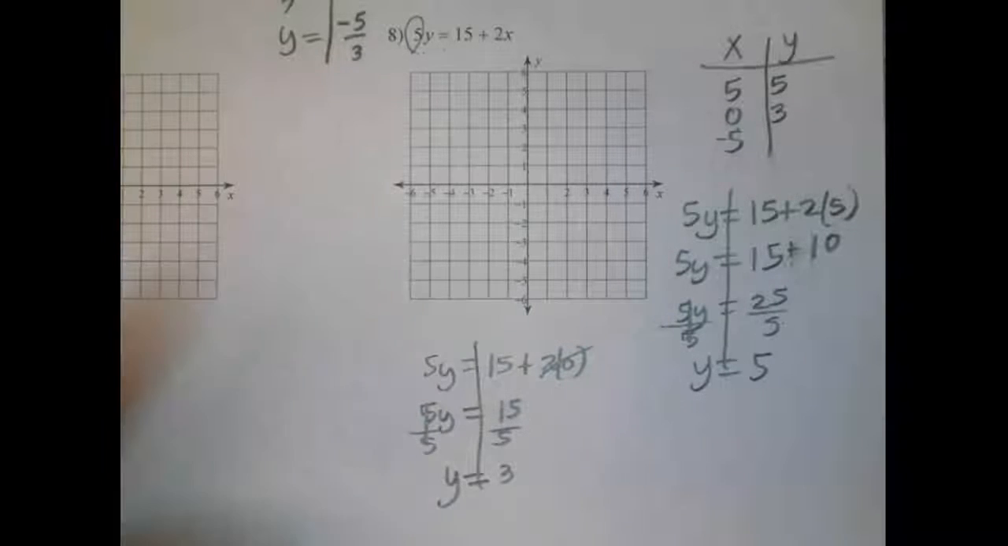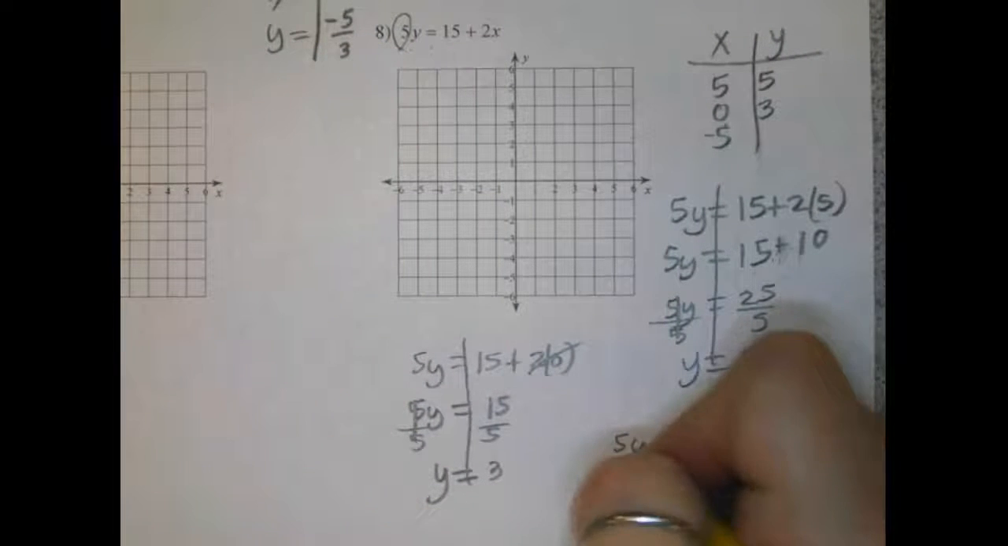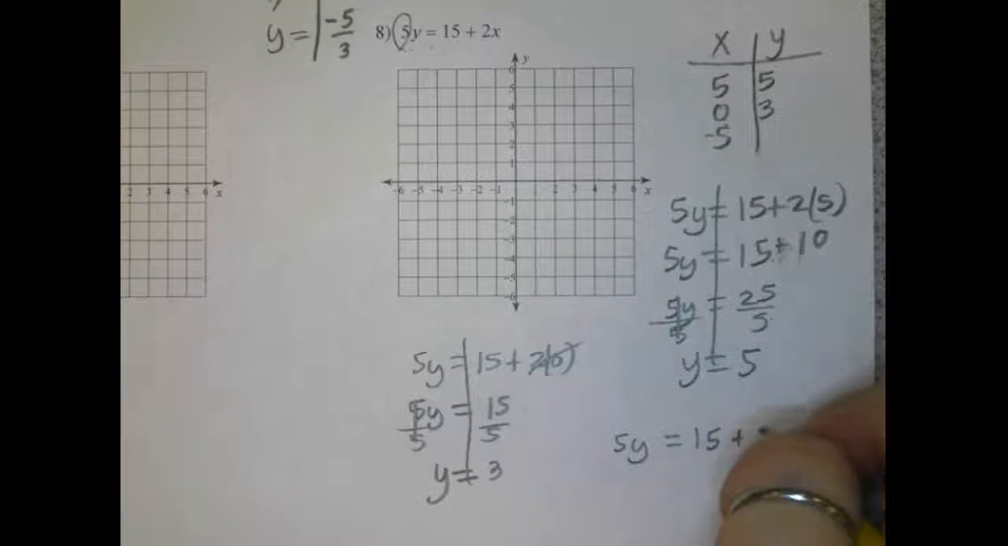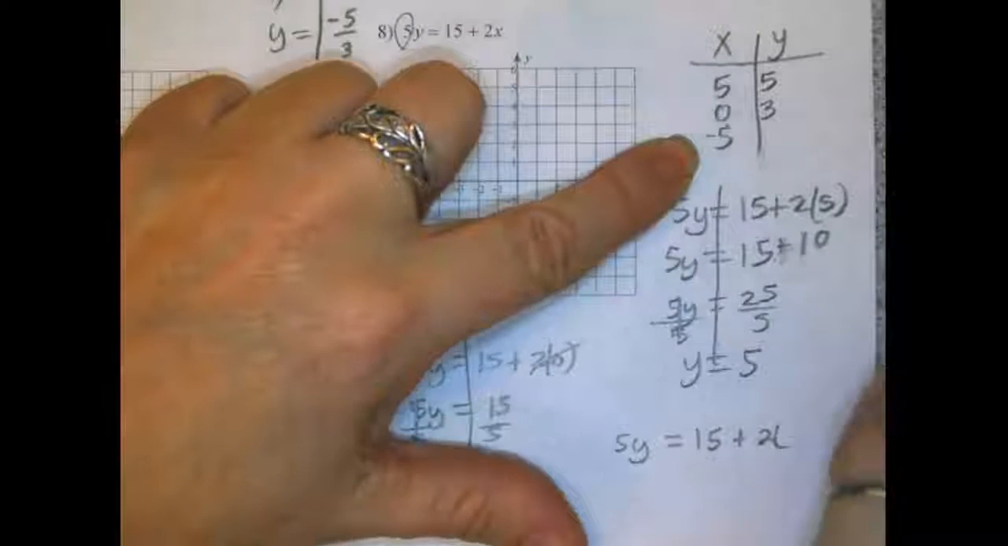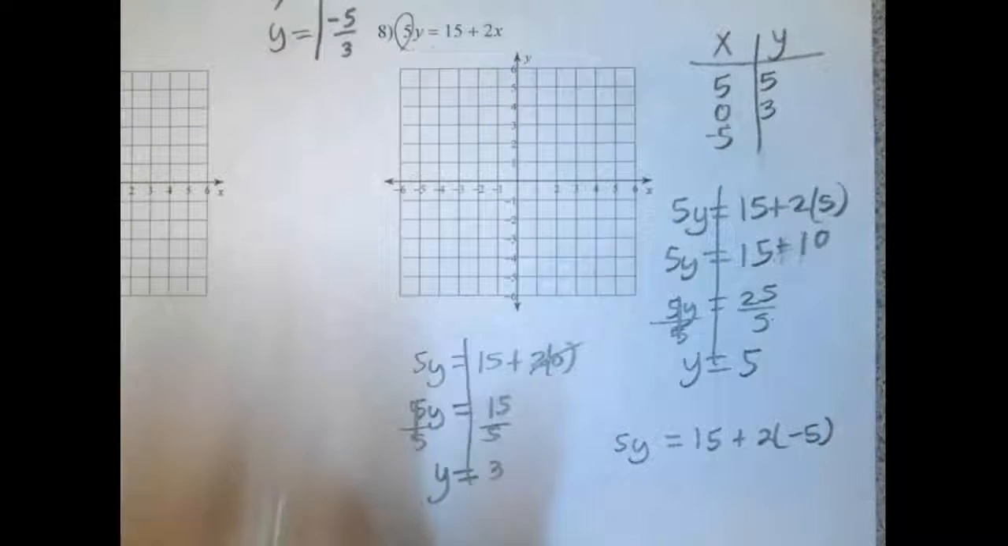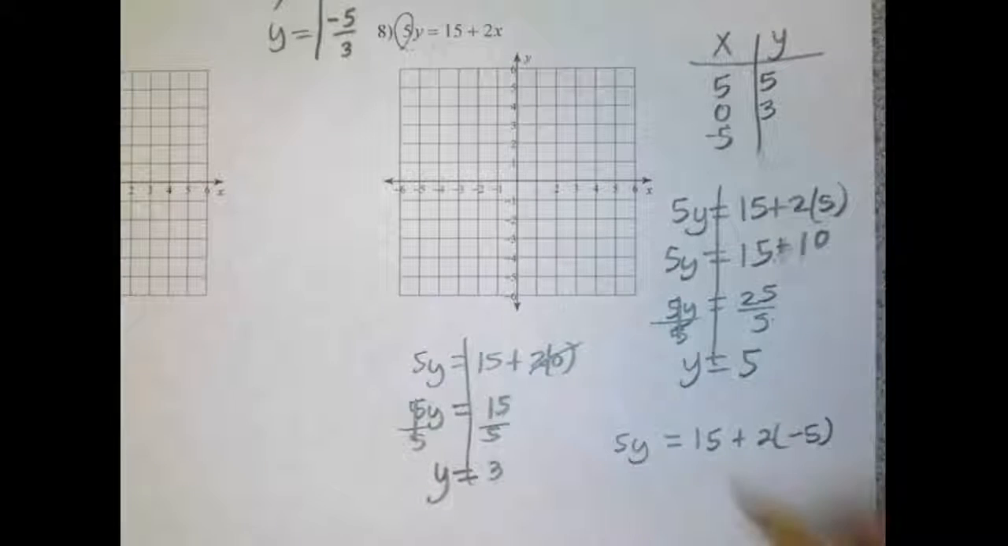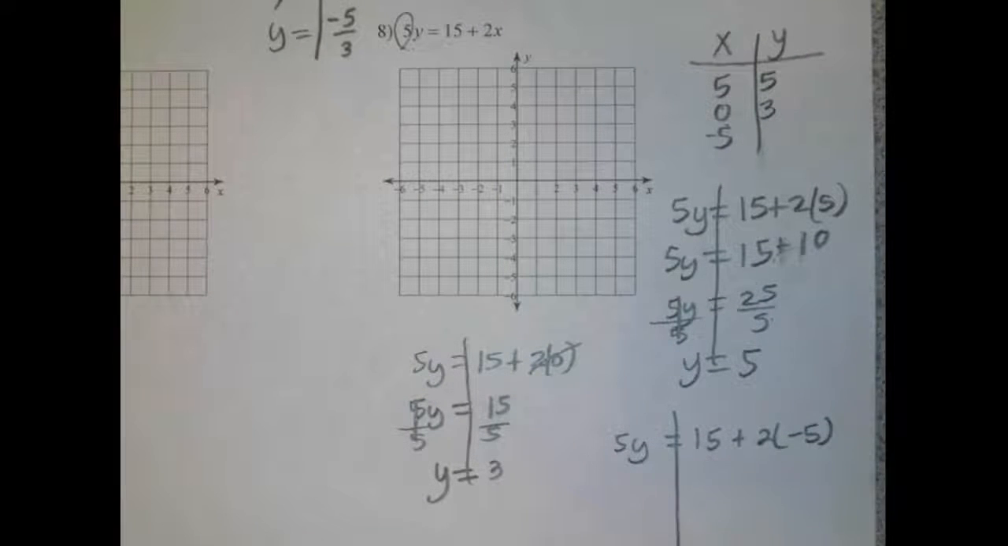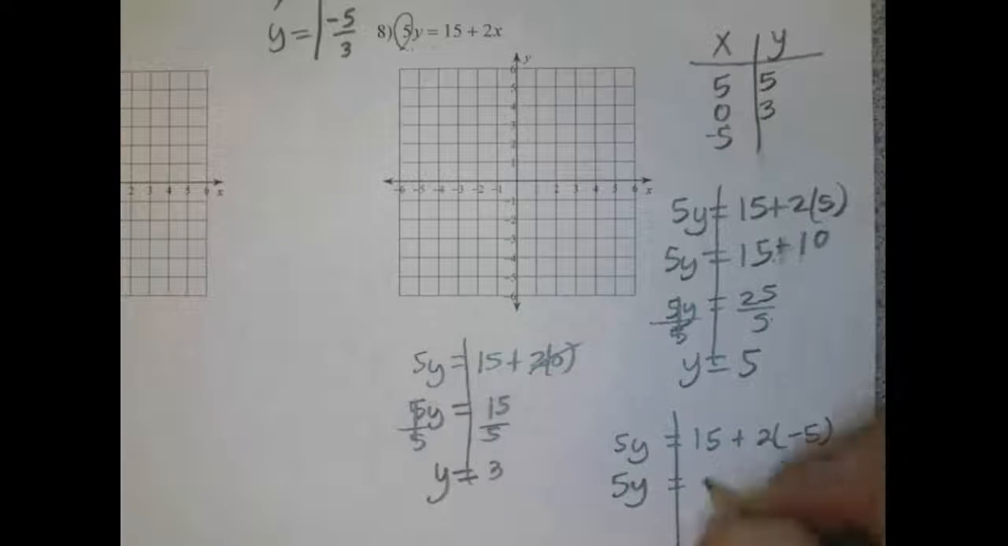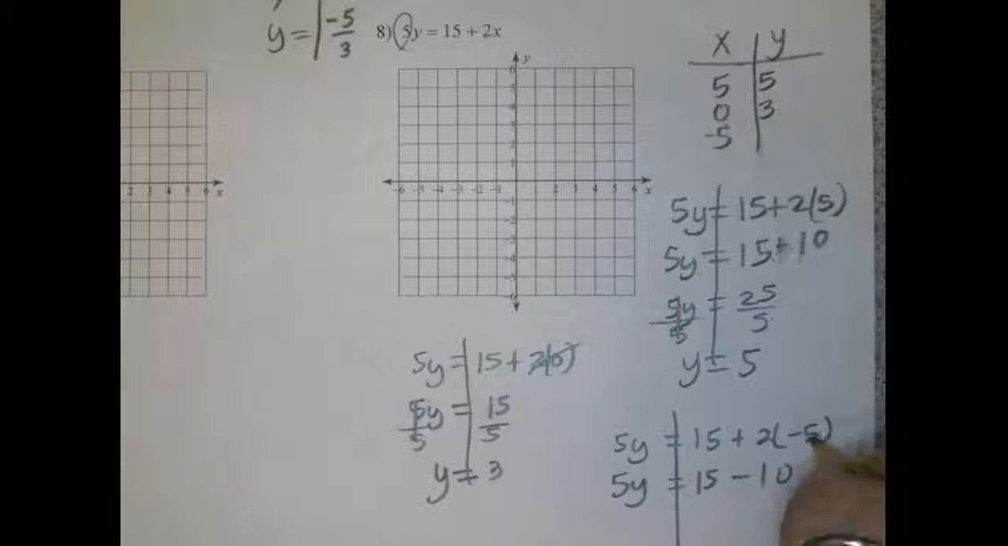Okay, last one. 5y is equal to 15 plus 2 times, this time it's a negative 5, right? Draw that down there. What is 2 times a negative 5? It's a negative. Negative 10. 2 times a negative 5 gives me a negative, right? Positive times a negative gives me a negative. 2 times 5 is 10. I still have to combine these two.